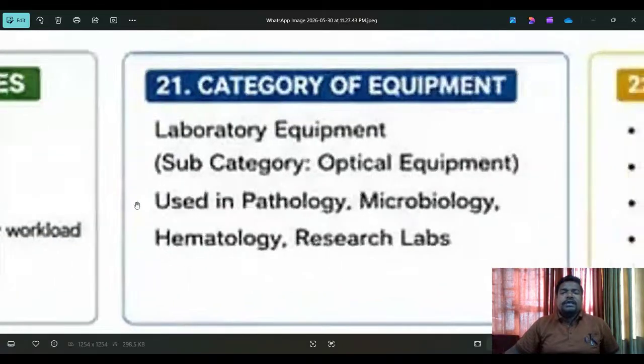Next, point 21: category of equipment. See, the category of accuracy. I bring all the points for you because proper notes are very, very important. Proper lessons are very, very important. Proper learning is very, very important. Proper practice is very, very important.